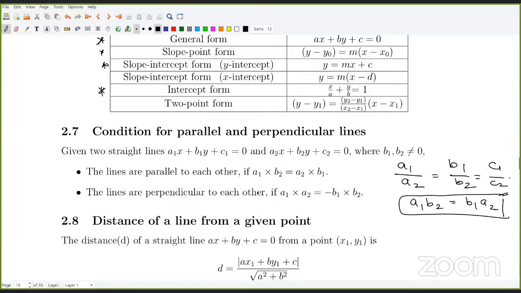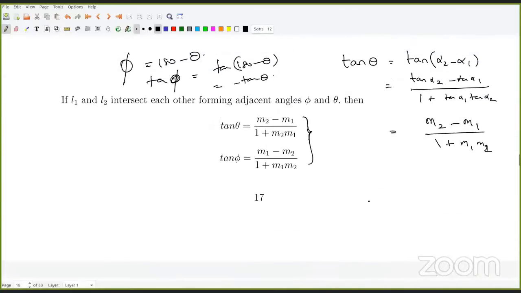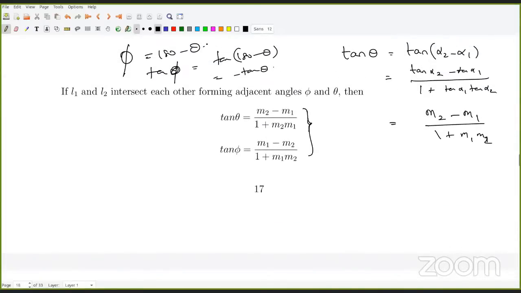For perpendicular, you take the product of the coefficients. So A1 times A2 should be equal to minus B1 times B2. If this is true, then the lines are perpendicular. This is how we check whether the given straight lines in the general form are parallel or perpendicular. Now let's take the example of mock and we will discuss it here.